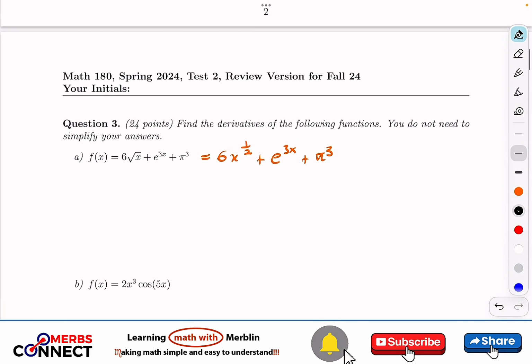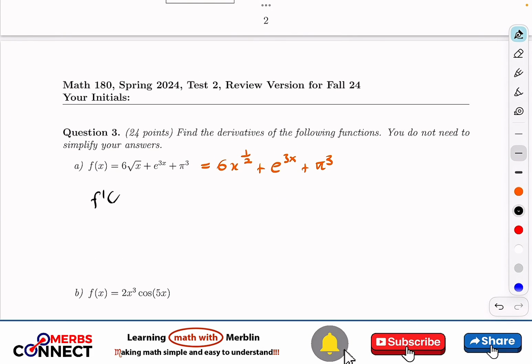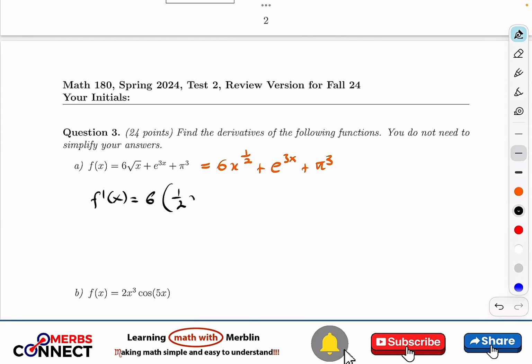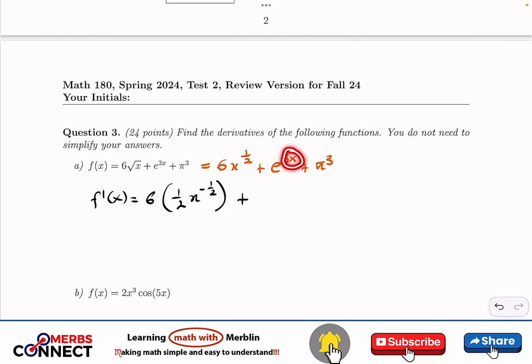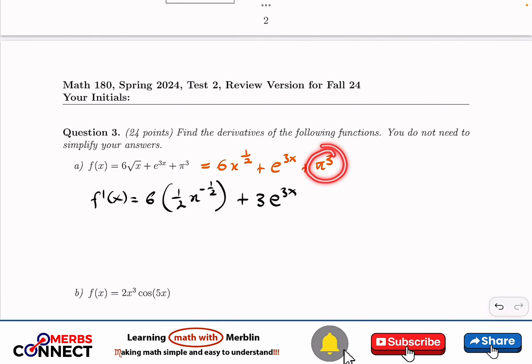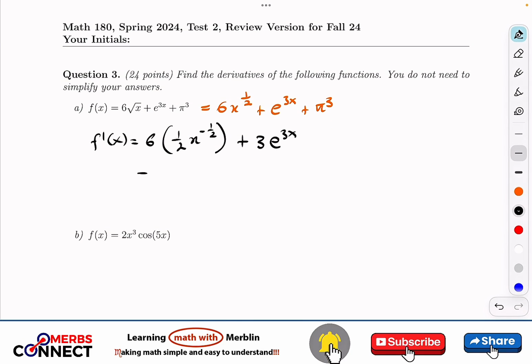So now let's look for f prime. f prime of this will be equal to 6. Let's use the power rule for this, and we are going to have 1 over 2 x to the power, subtract 1, minus 1 over 2, plus differentiate what is on the top and have 3 and multiply it by the whole function. Then when I differentiate this constant, I get 0. So this is going to give us 3 x to the power minus 1 over 2 plus 3 e to the power 3x.